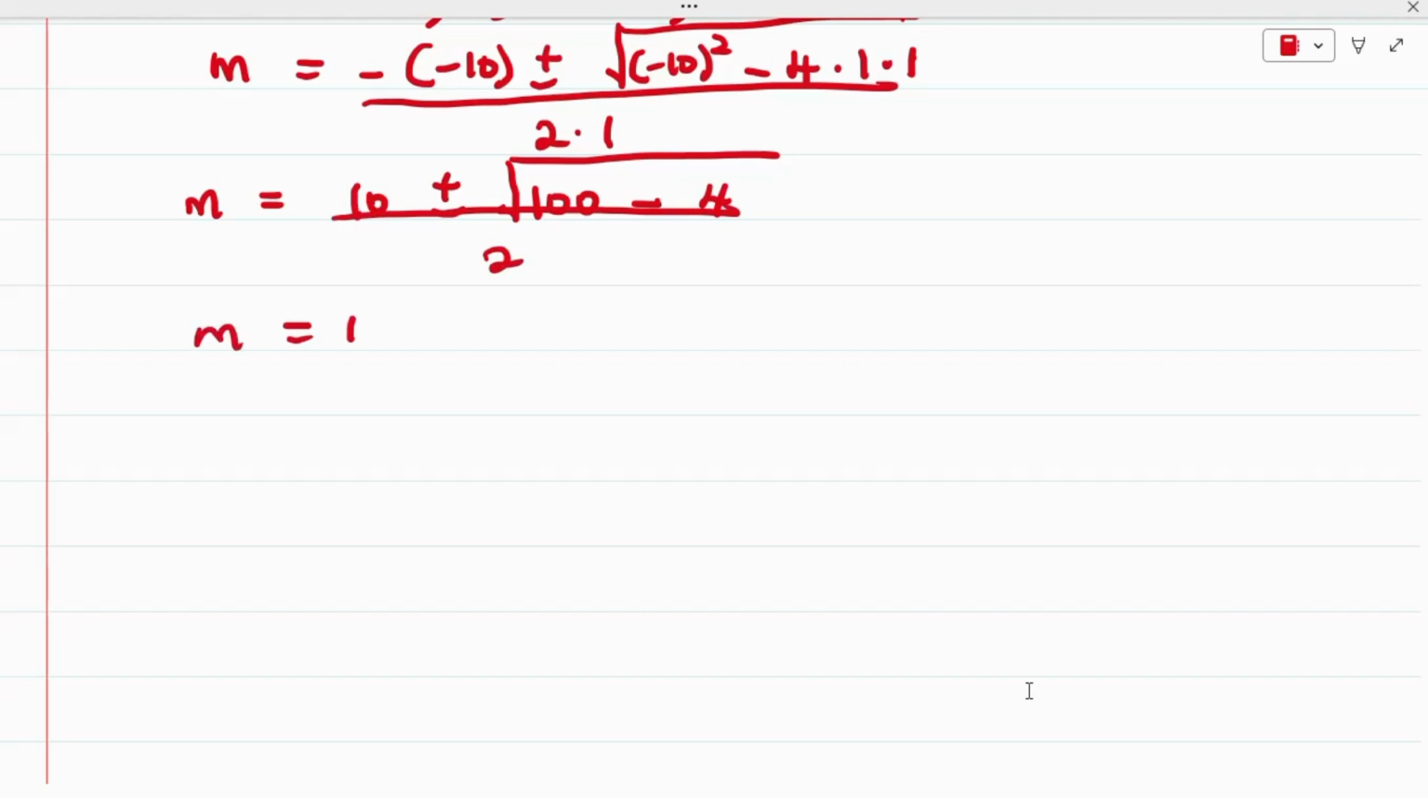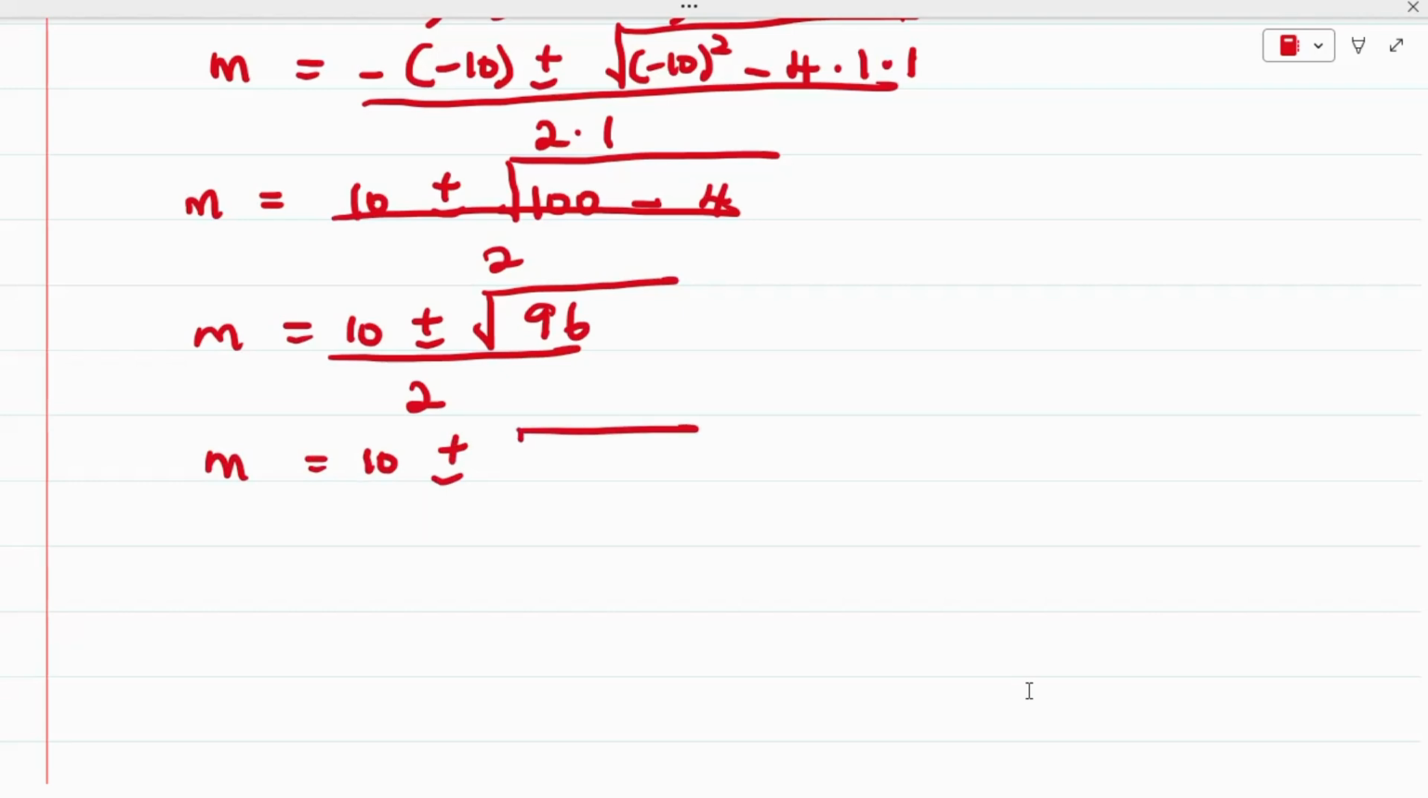So m is equal to 10 plus or minus the square root of 100 minus 4, we're going to have 96, and this is going to be divided by 2. So m is equal to 10 plus or minus the square root of 96, which can be expressed as 16 multiplied by 6, and this is going to be divided by 2.